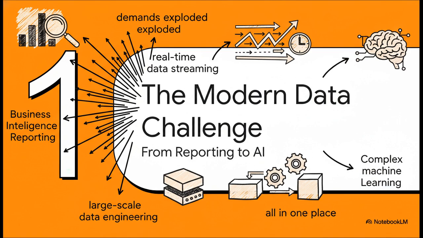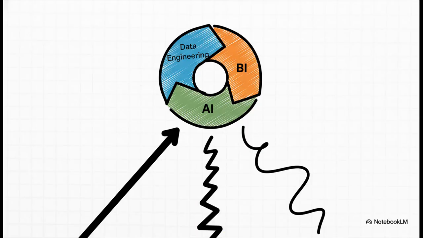Okay, let's start with the big picture. It wasn't that long ago that data mostly meant running business reports. But today, the demands have just exploded. Companies need to handle real-time streaming data, massive data engineering pipelines, complex machine learning, and here's the kicker: they need to do it all in one place.